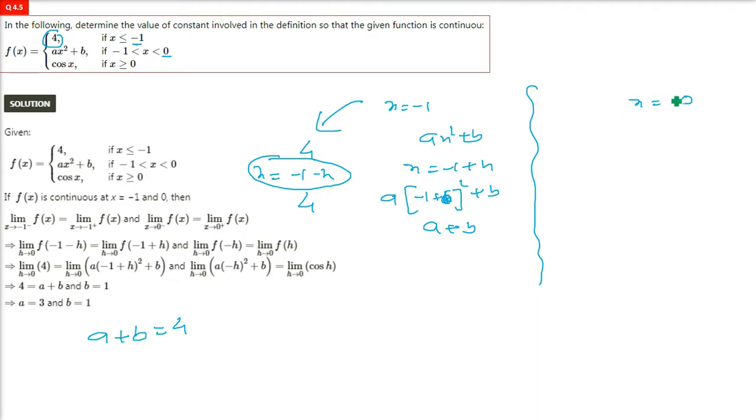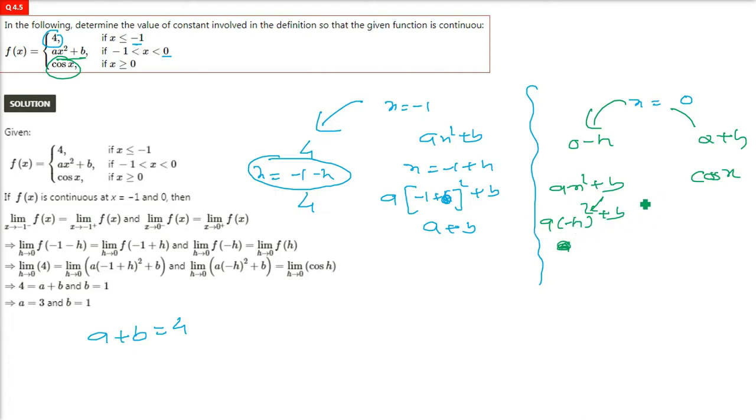Now coming to x equals 0. Then on left we are going to use ax square plus b, and this cos x will use for the RHL. But we'll put 0 minus h for LHL. So ax square plus b, and on the right we'll put 0 plus h in cos x. This is minus h, so a minus h whole square plus b. So it is basically a h square plus b. So when you apply the limit h tends to 0, it is going to be 0. And you just have to write b on the LHL. So only b you got.